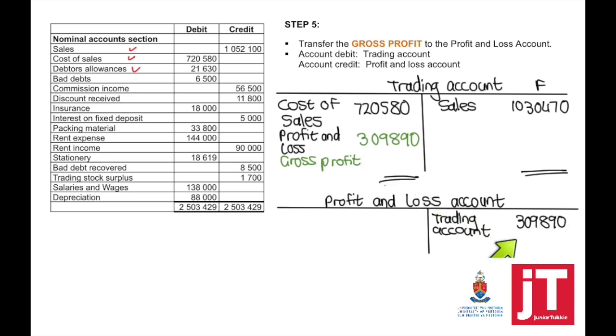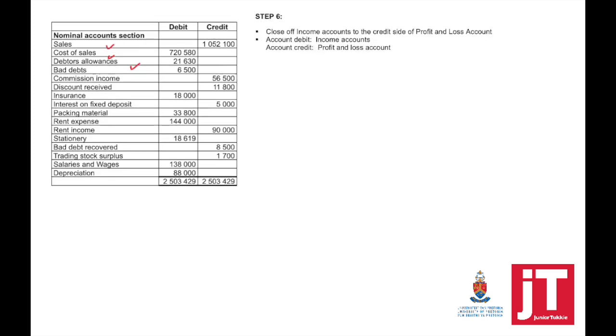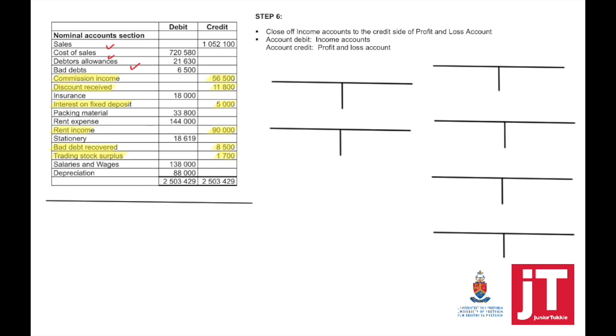Double entry principle: for every debit, there is a credit. Step number 6, we need to close off all our income to the profit and loss account. This means from the nominal account section, all our income, which I've highlighted, must be taken to the profit and loss account.